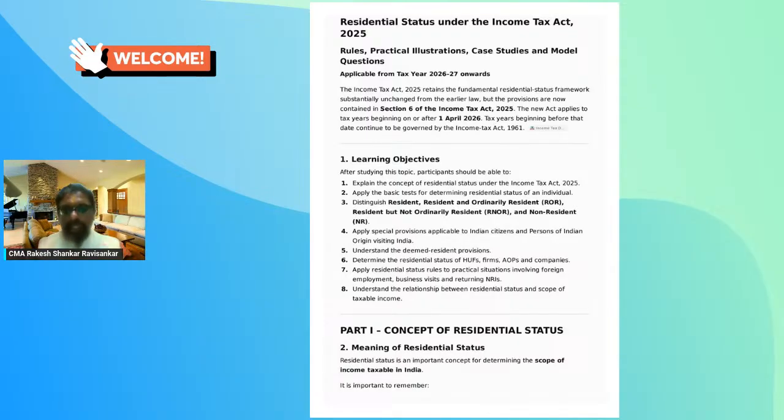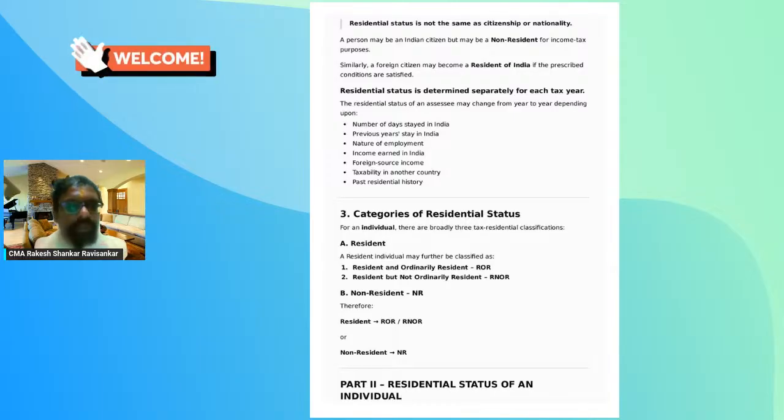Residential status is important for determining the taxability of income in India. Residential status is different from citizenship. You could be a citizen of some other country, but be a resident in India by satisfying the conditions. An Indian citizen who stays many days in foreign countries can be a resident of that particular country under their taxation laws. So a person can be a resident in more than one country in a financial year, or we can call it a tax year.